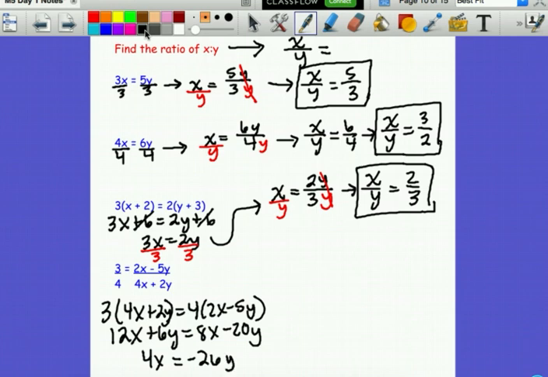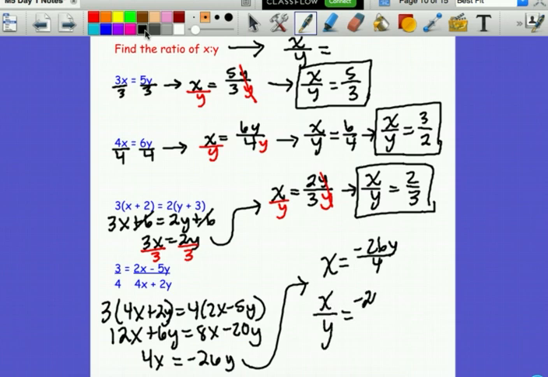If I divide both sides by 4, and I'm going to bring this up here, we end up with x equals negative 26 over 4. The y is still in that numerator. So dividing by y, x over y would equal negative 26 over 4. We're going to simplify that here. Both of those are divisible by 2. So we've got negative 13 over 2 as our ratio of x to y.